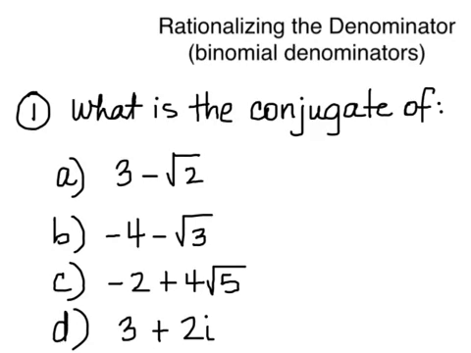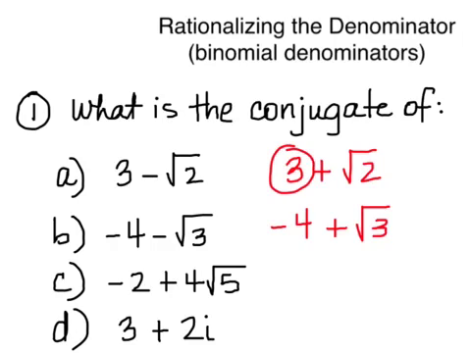Before we can do this lesson, we need to make sure you know what a conjugate is. A conjugate is when you take a binomial and you switch out just the middle sign. You don't switch out the front sign because it's not a full opposite, it's just the middle sign that changes. So in other words, if you have 3 minus square root of 2, the conjugate would be 3 plus square root of 2. If you have negative 4 minus square root of 3, you would have negative 4 plus square root of 3. Notice the front number does not change, only the middle sign changes.